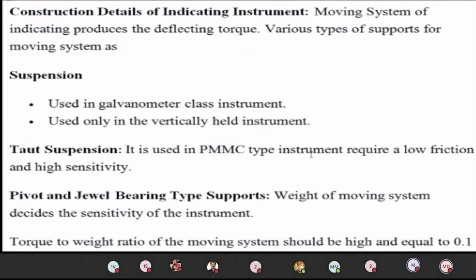And regarding the main constructional details of an indicating instrument, the moving system of the indicating instrument produces the deflecting torque. So various types of supports are needed for the moving system, and those are: number one is a suspension, which is used in galvanometer class instruments, and is also used only in vertically held instruments. And the next one is the torque suspension. It is used in permanent magnet moving coil type instruments, which require low friction and high sensitivity.